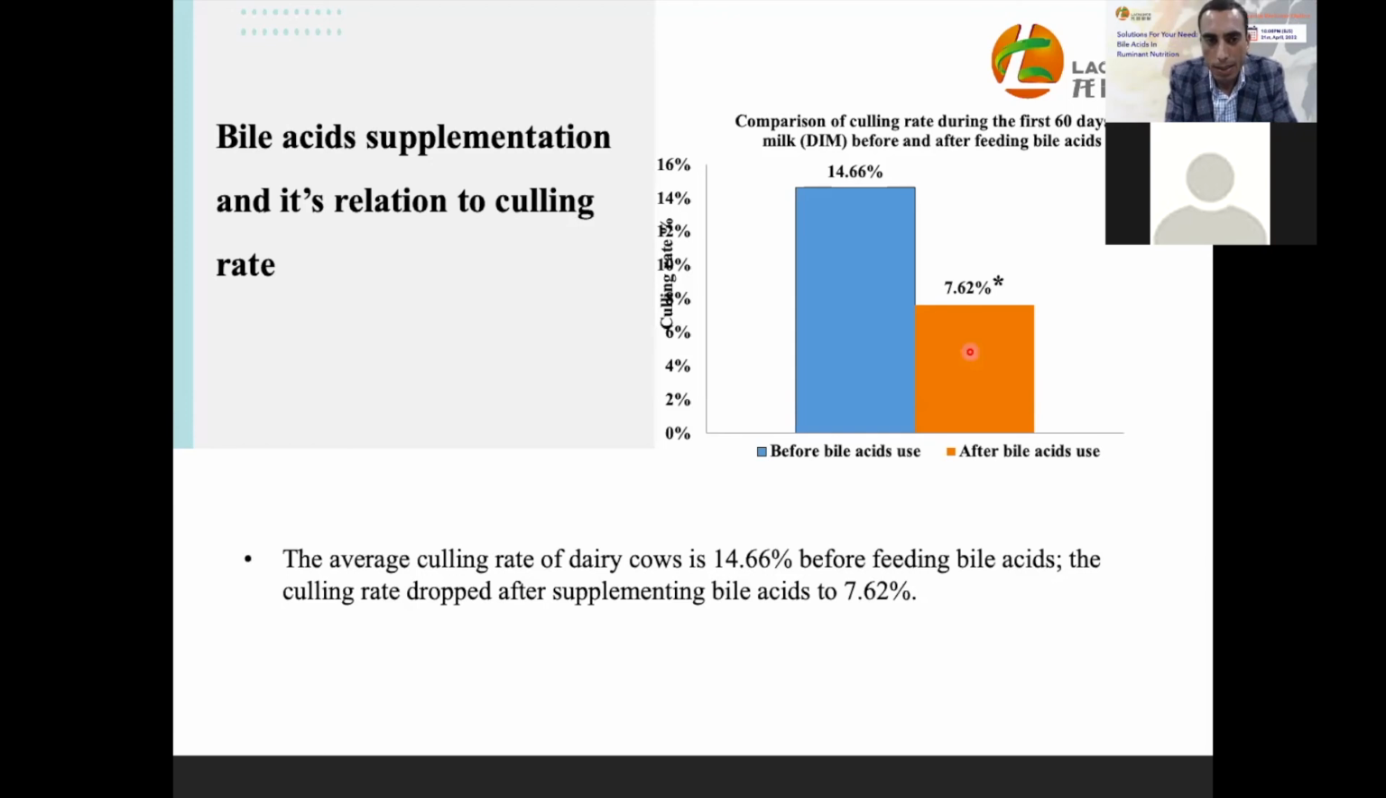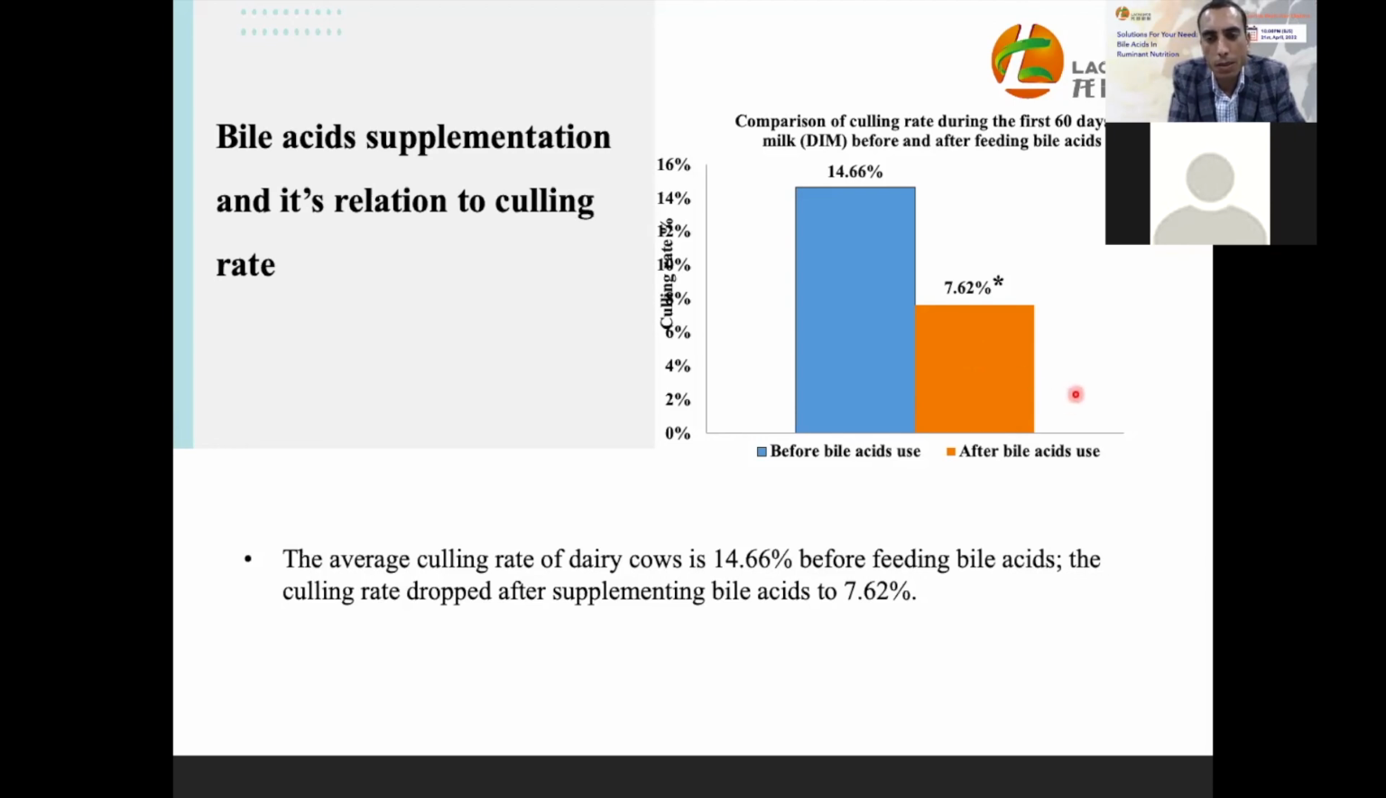The effect of bile acid on the last parameter is the effect on culling rate. Culling rate is also measured here during the first 60 days in milk, and this is one of the important KPIs in a commercial dairy farm. It can also be calculated automatically using software. There are many dairy farm management software, like DairyComp, Alpro and AfiFarm. All of these can generate and calculate this parameter automatically.